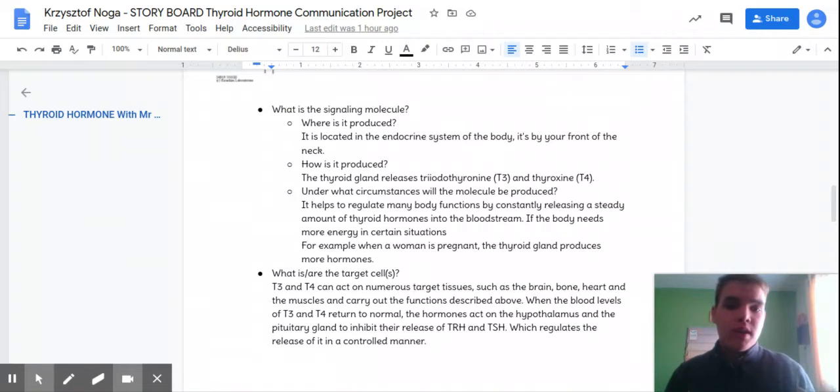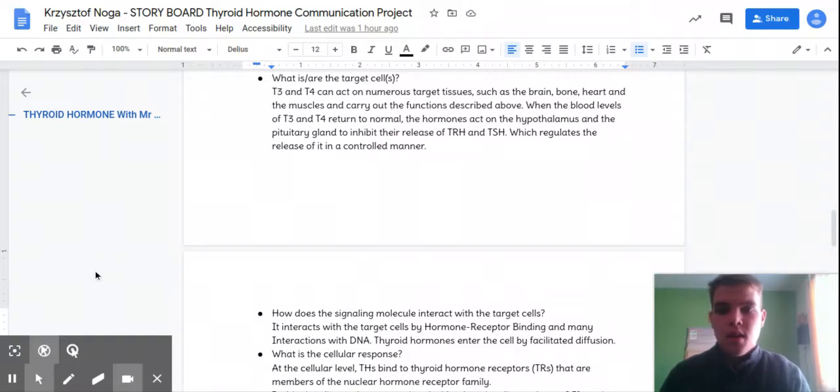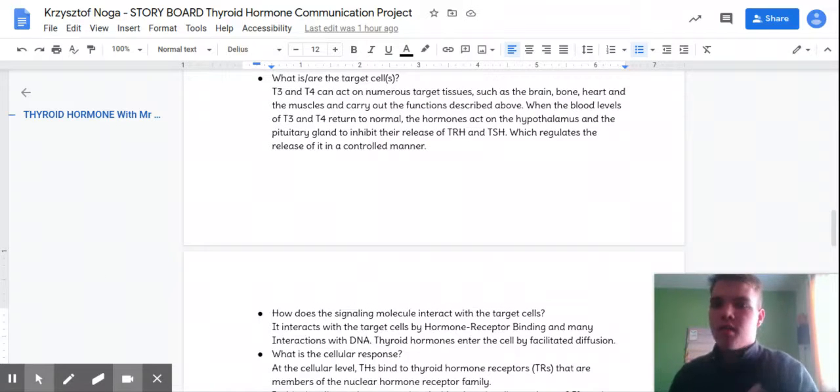It is produced under circumstances where it will regulate many body functions, like releasing it if the body needs more energy. For example, if a woman is pregnant, the gland produces more hormones. T3 and T4 can act on lots of target tissues, for example, the brain, bone, heart, and muscles, and they carry out the functions there.